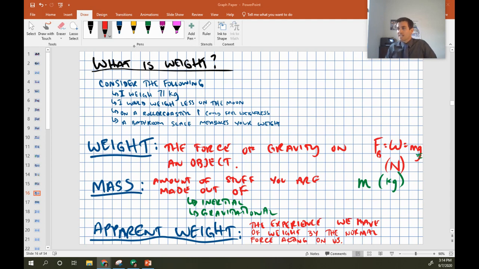And so if you're ever asked a question about the apparent weight of an object, they're not asking about weight. They're asking about normal force, which is still measured in newtons, but when you're doing your free body diagrams or your force equations, you're solving for a different piece. So hopefully that helps you understand now what weight is.